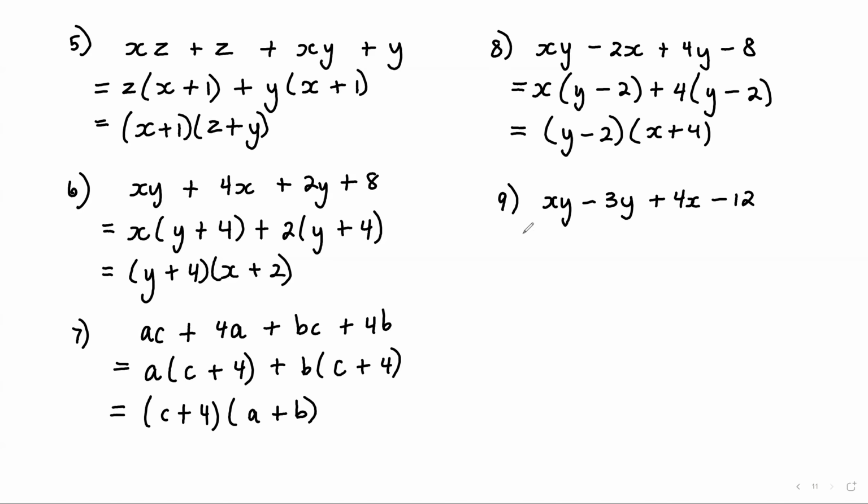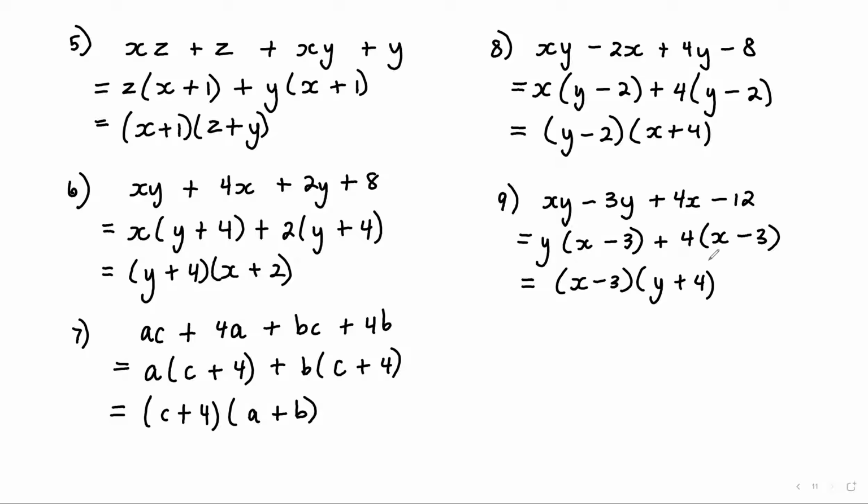So the first two terms, the common factor there is y. Y times x is xy, and y times minus 3 will give me minus 3y. You bring down this plus sign. 4x and 12 have 4 in common. 4 times x is 4x, and plus 4 times minus 3 gives me minus 12. So the common factor, the repeated one, is x minus 3 by y plus 4. All right, guys, that is how you would do one like that.